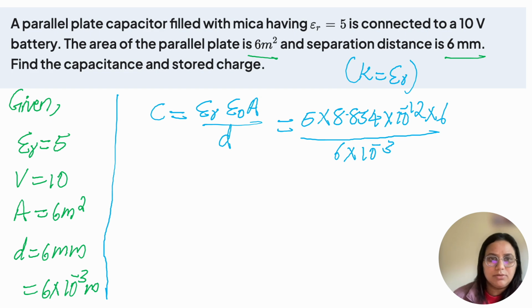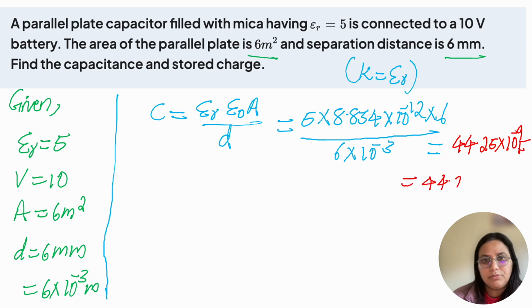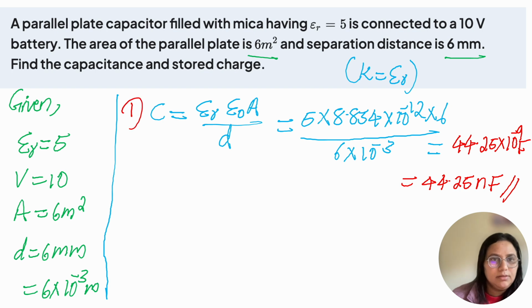So what do you get? If you solve this, you get the answer as 44.25 into 10 power of minus 9 farad, or 44.25 nano farad. That is the capacitance value. So we have calculated the capacitance.